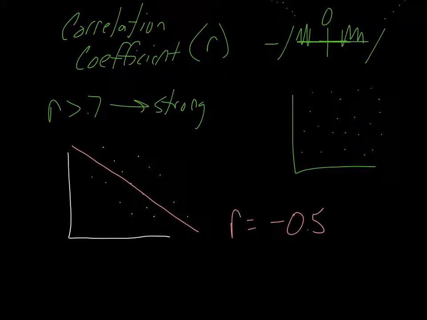Okay, so get used to this. We're going to find this number. We're going to rely on the calculator to give us our correlation coefficient. But it's probably pretty important that you can look at a data set and at least give some approximation to what the R value should be. Now, the last question.